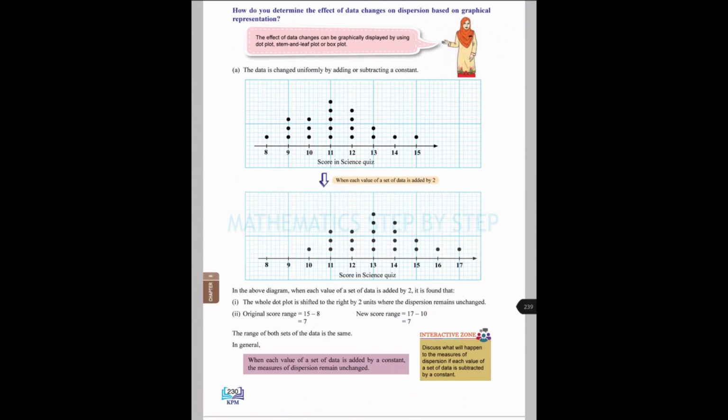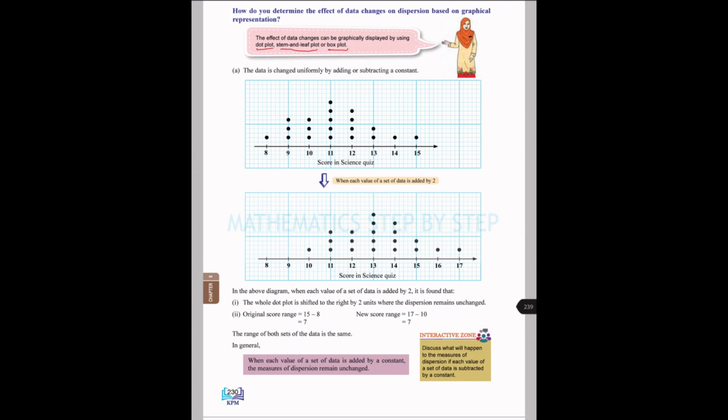So how do you determine the effect of data changes on dispersion based on graphical representation? So the effect of data changes can be graphically displayed by using a dot plot, stem and leaf plot, or box plot, okay? We have learned about these three graphical representations previously. I hope you still remember.